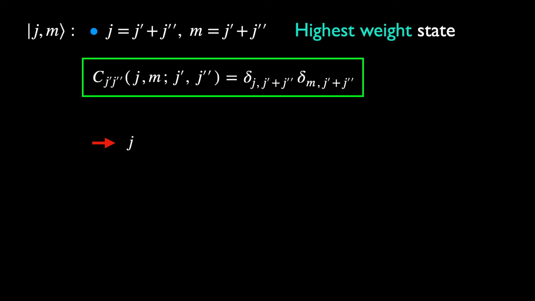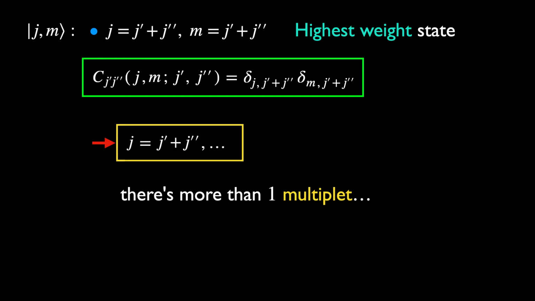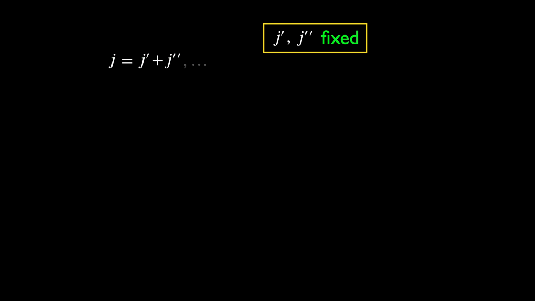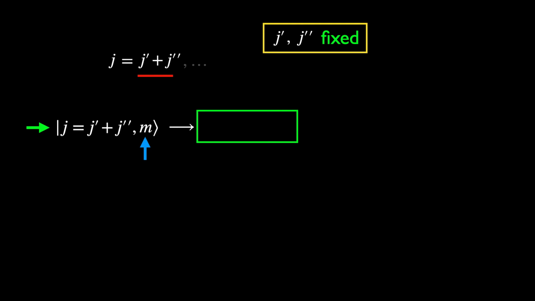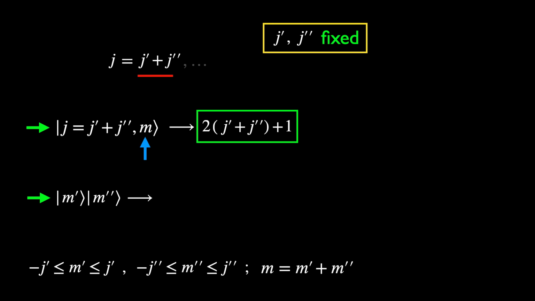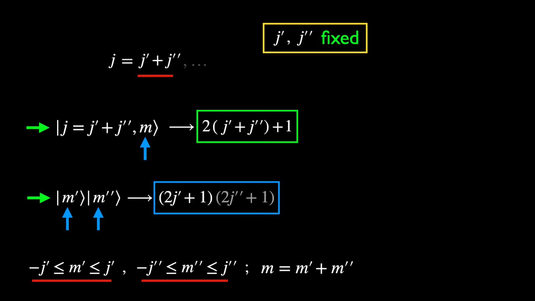But J can take other values. That is to say, there's actually more than one total angular momentum multiplet that can be composed out of the product of J' and J'' multiplets. We can easily see this by counting the states in both cases. For the multiplet J equals J' plus J'', the number of possible m's is just 2 times J' plus J'' plus 1. For the product states, the total number of states is just the product of the number in each individual multiplet, which are in these intervals.